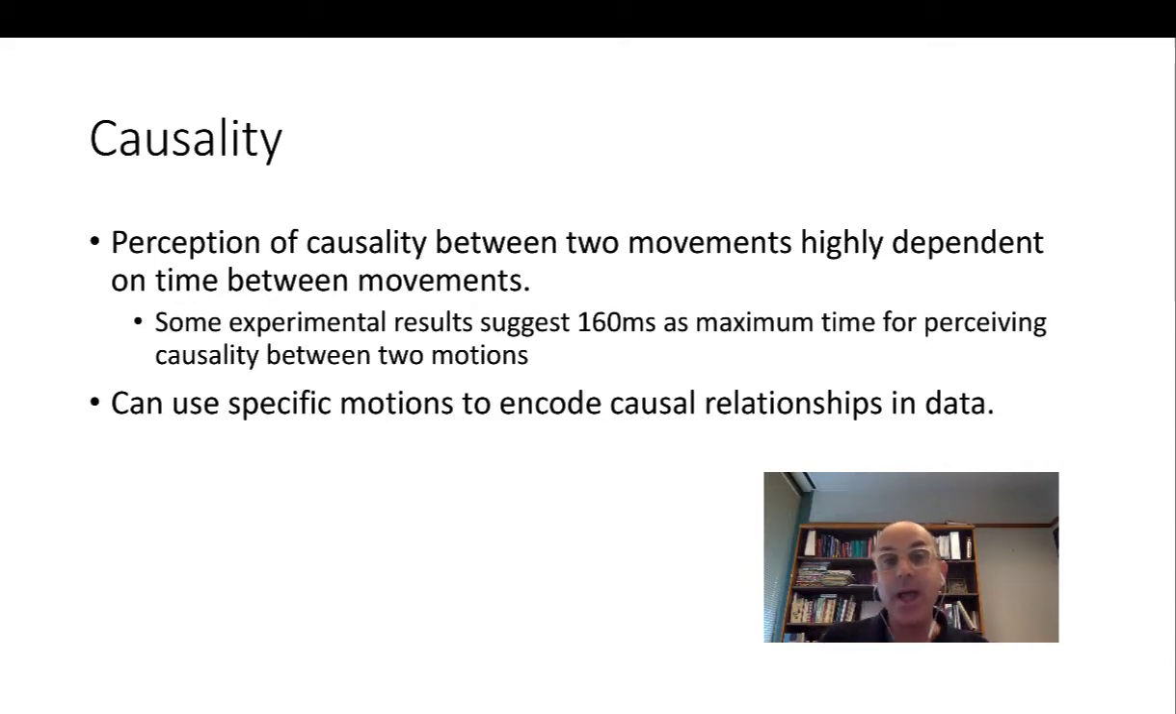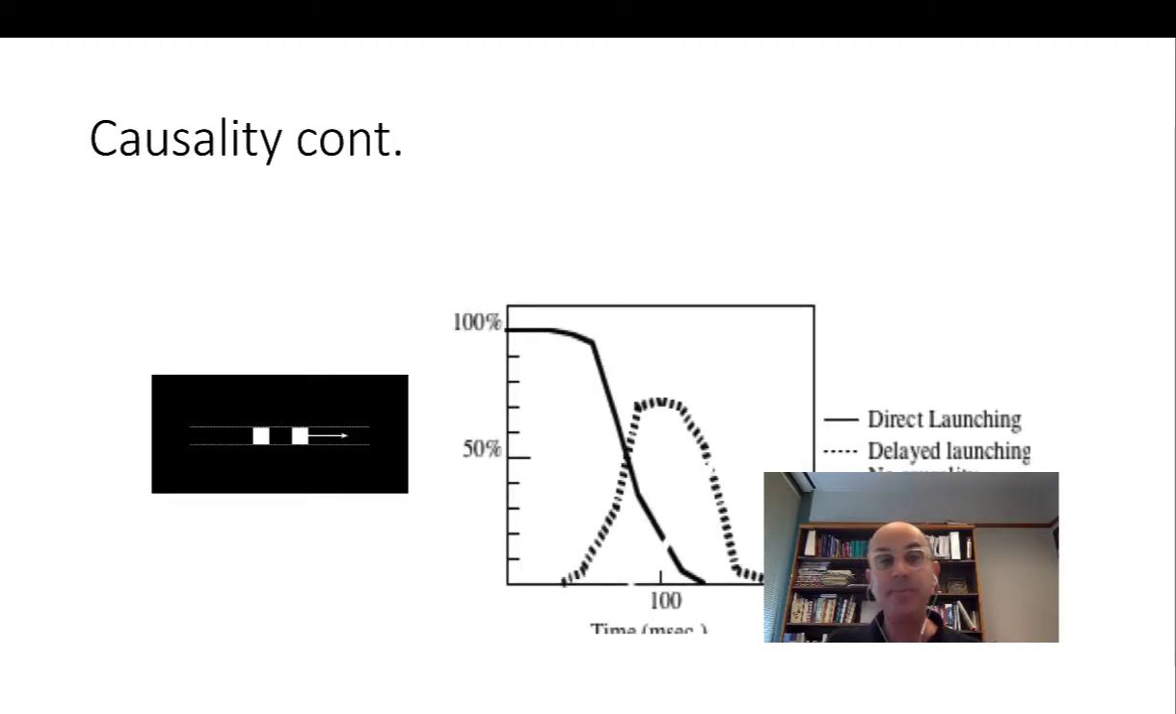Causality is another way for us to show the contrast between one and another. You can use specific motion to encode causal relationships in the data. So again, the black figure versus the white figure. I'm sure that the white figure is much more concise and shows the causality compared to the black figure.